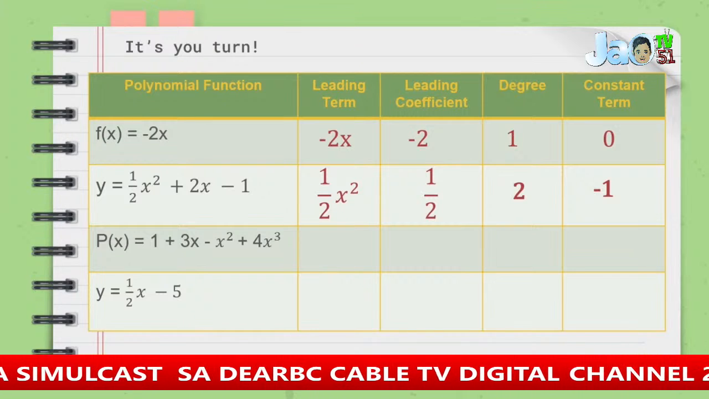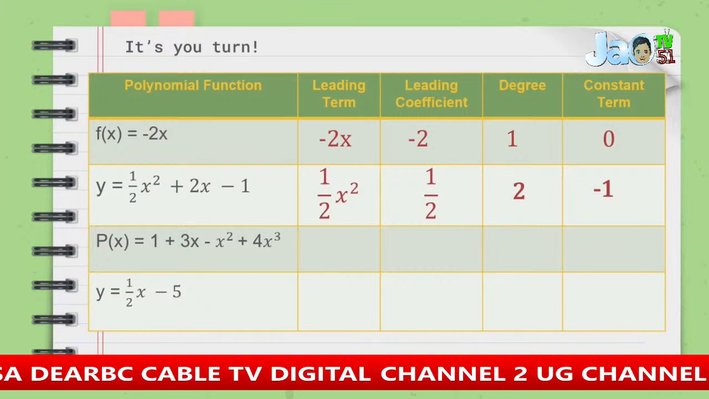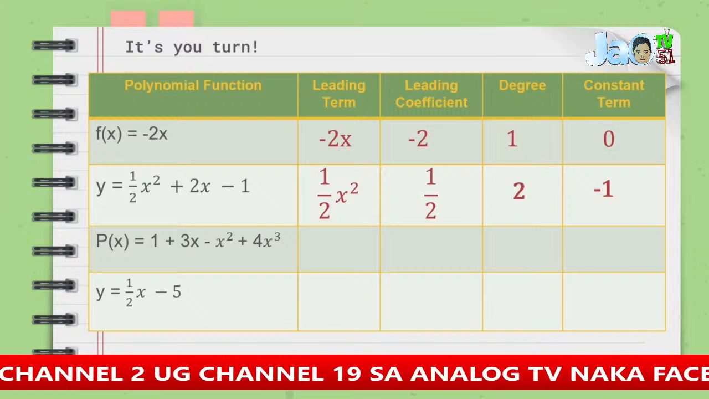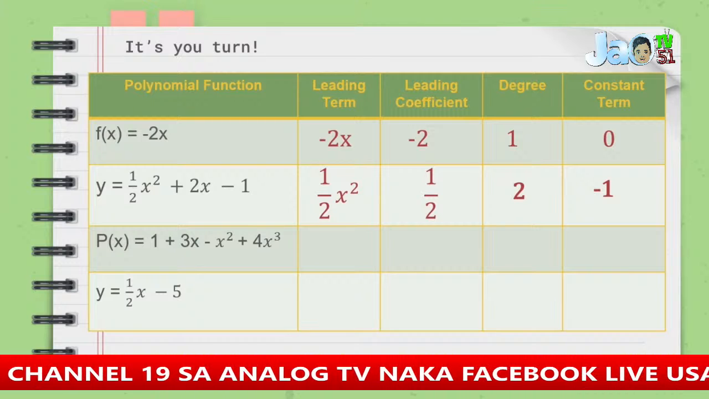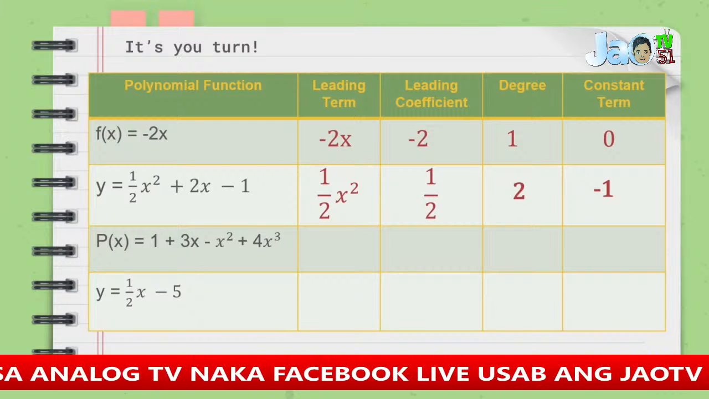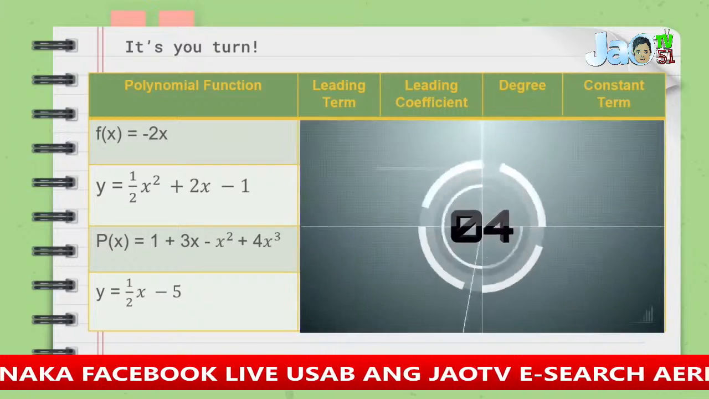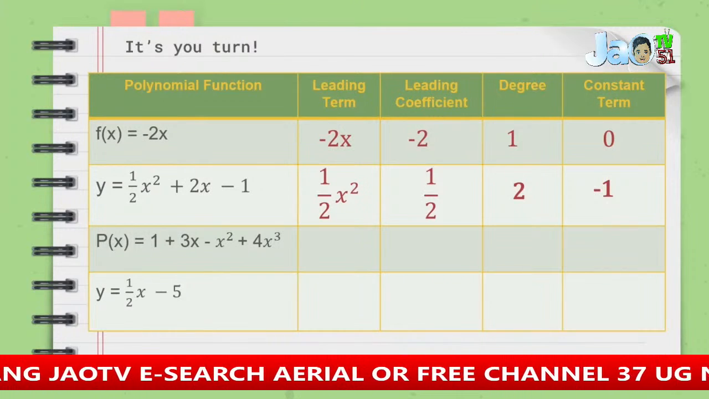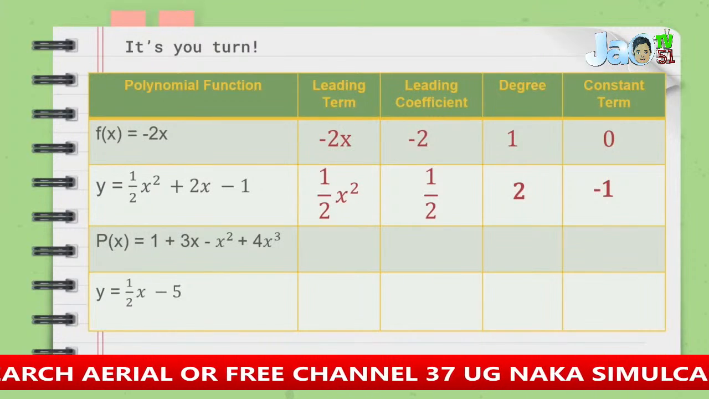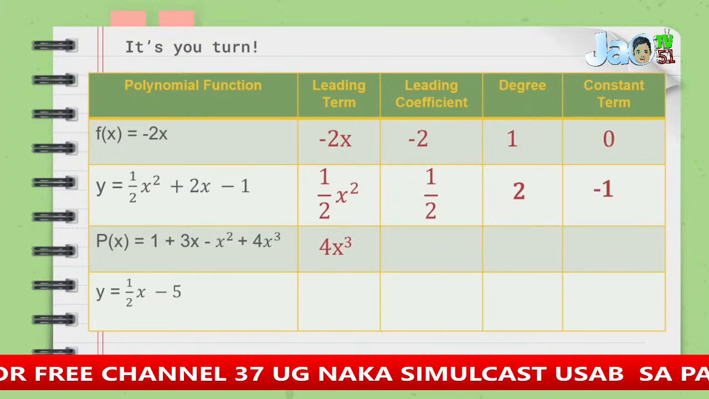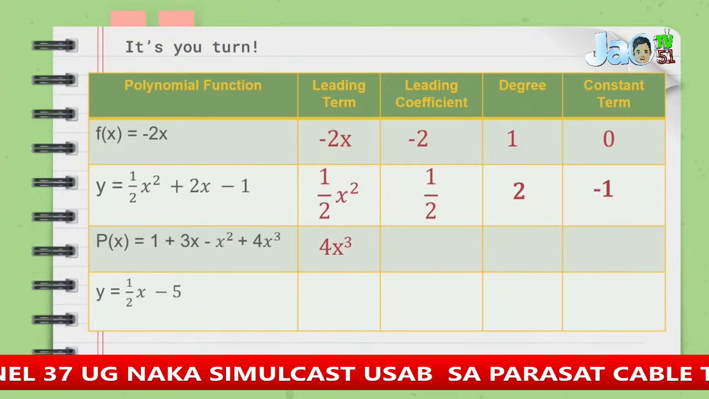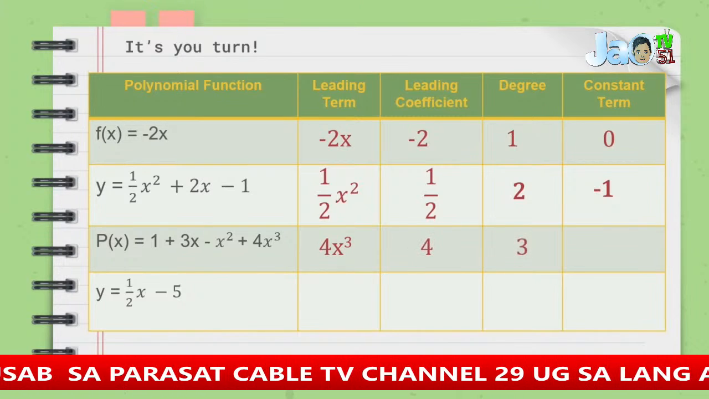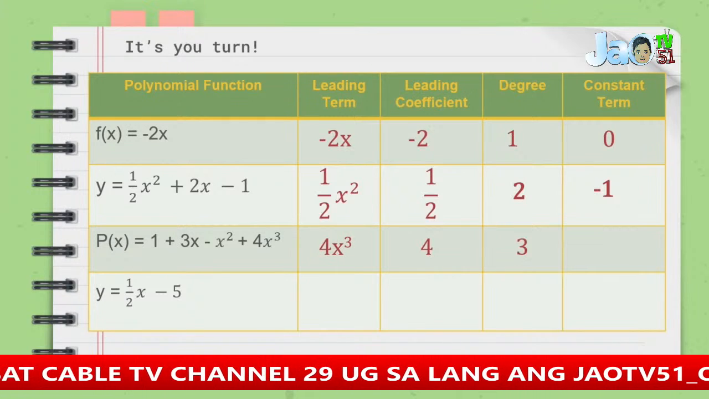How about this polynomial function? P of x equals 1 plus 3x minus x squared plus 4x cubed. Your answers are correct if your leading term is 4x cubed. The leading coefficient is 4, the degree is 3, and the constant term is 1.